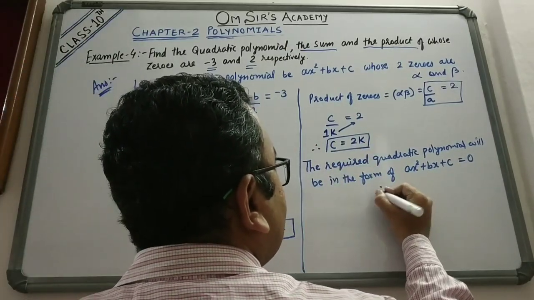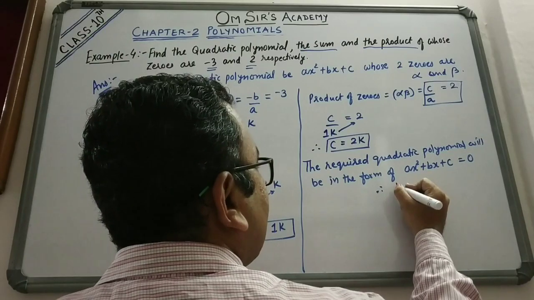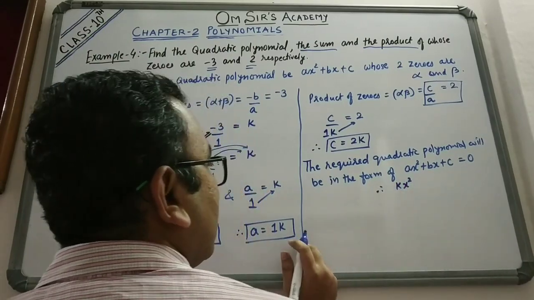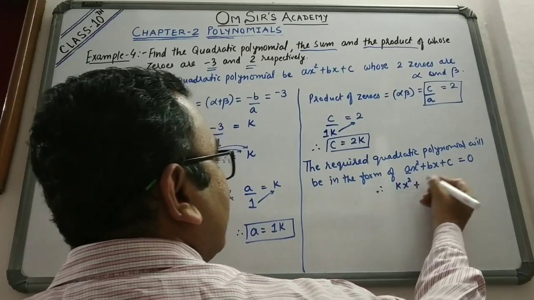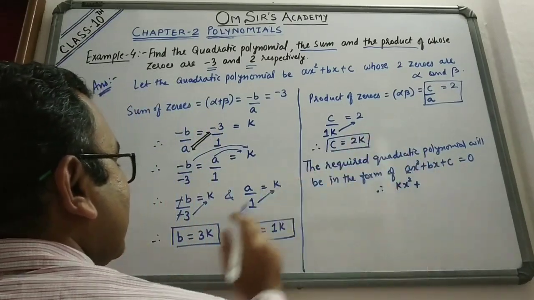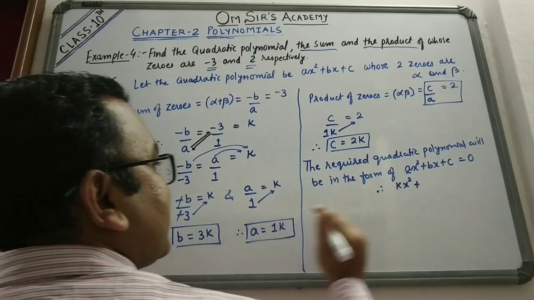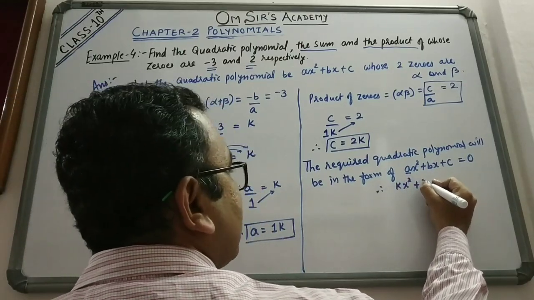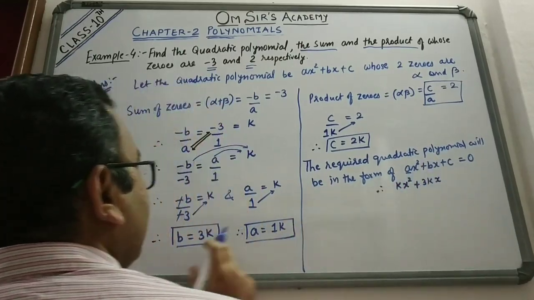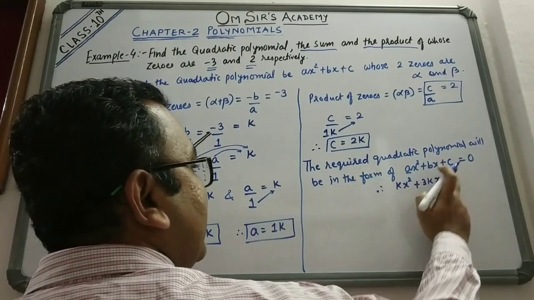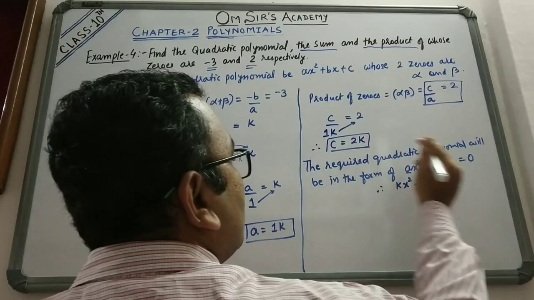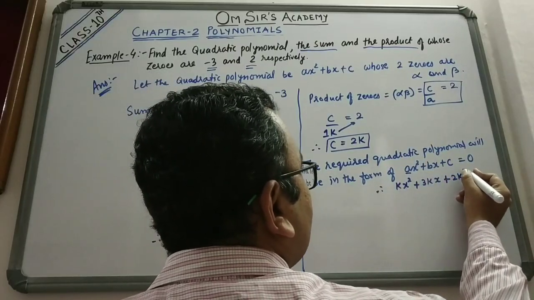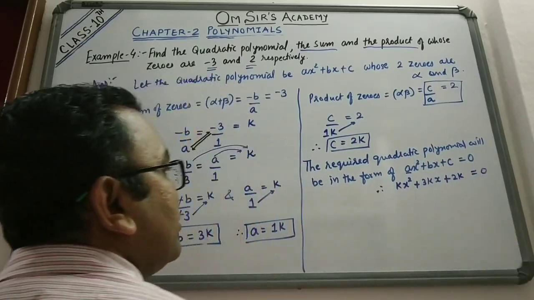So it will be what? 1kx square, so it is kx square. Instead of a I put k, so kx square plus bx. Instead of b I put 3k, so instead of bx it will be 3kx, plus c. So c is 2k. So I put 2k over here, that is equal to 0.